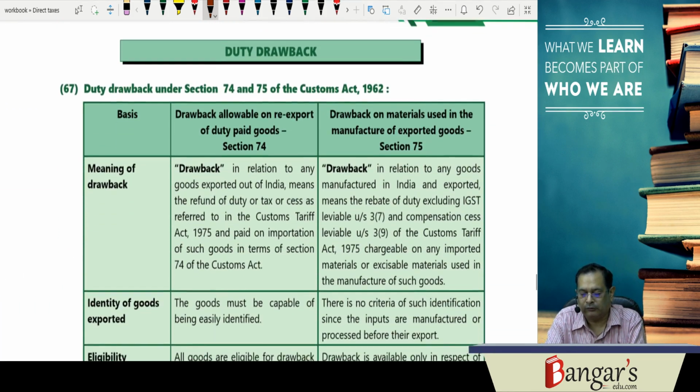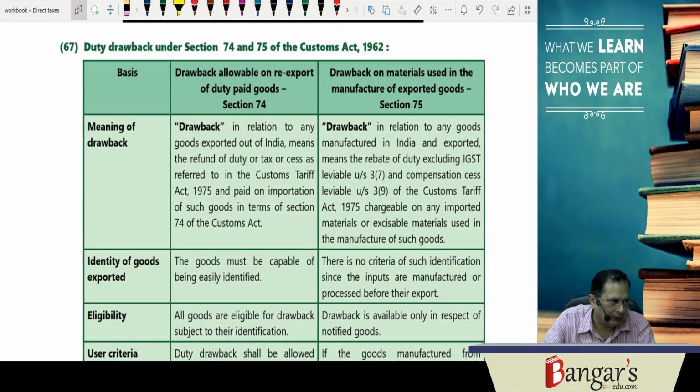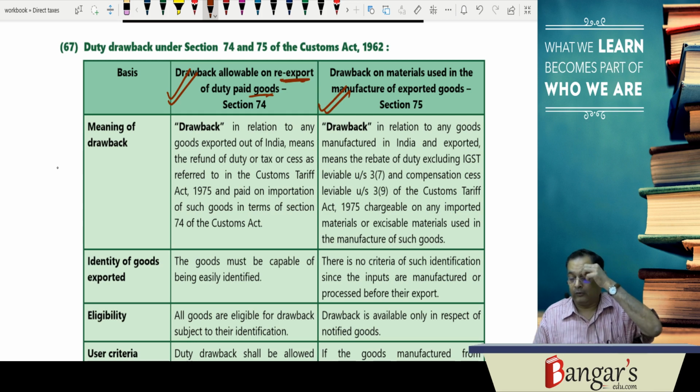So we'll be discussing the difference between the drawback under 74 and drawback under 75. What basically drawback under section 74 is? Section 74 is basically drawback allowable on re-export of duty paid goods. Its drawback is on re-export of the duty paid goods. Here drawback is on materials used in manufacture of the goods which are exported.